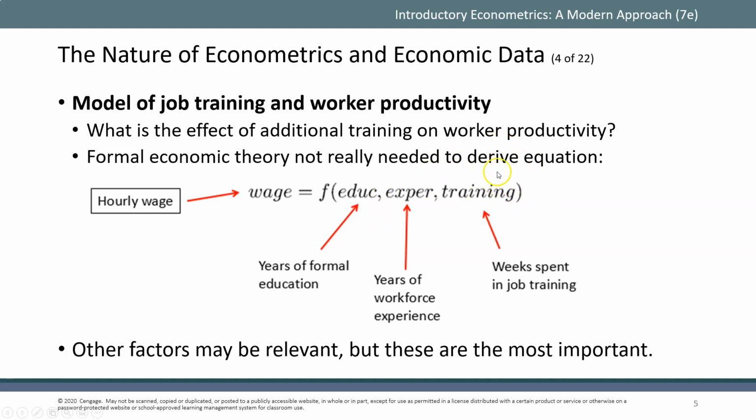So this is the second type of model. Essentially, the wage of a person depends on their education level, years of experience, and then this training program. So this is our variable of interest.